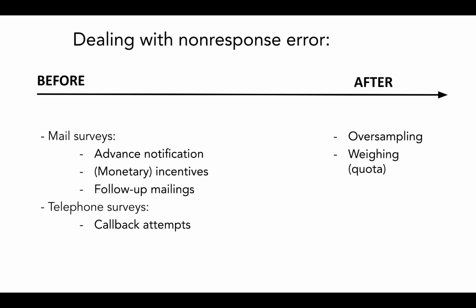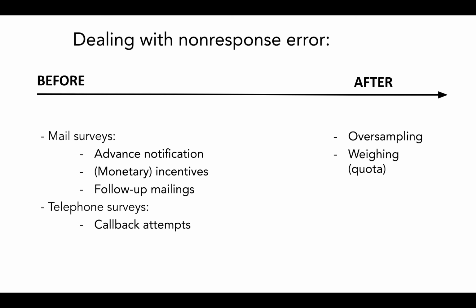And then telephone interviews, usually the best strategy there is to do callback attempts, which means pretty much the same thing as those follow-up mailings, where if a person is not home, you can call them again and again until they pick up. This would be a good way to especially reach those people that are necessary to be included based on your sample plan, but that you otherwise won't have in your sample.